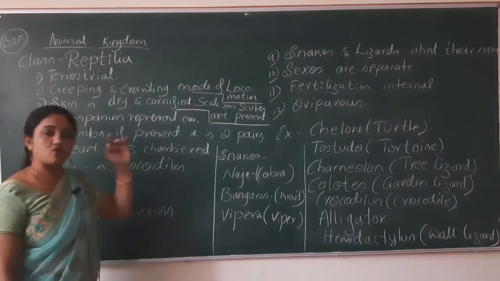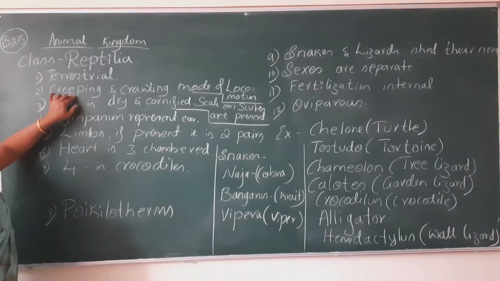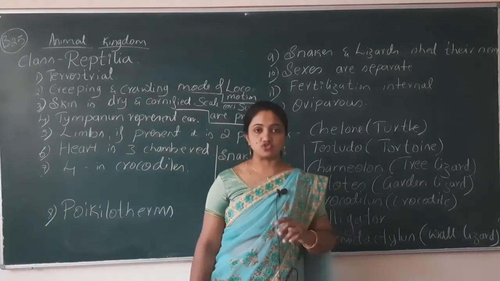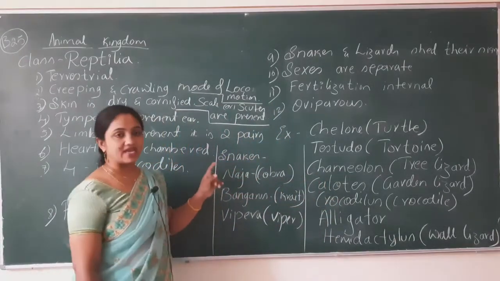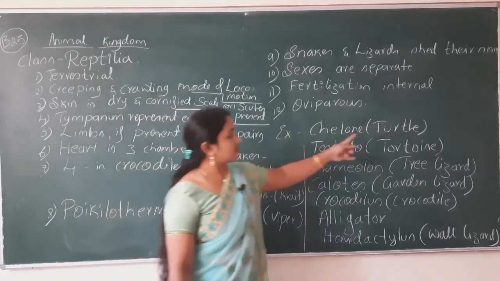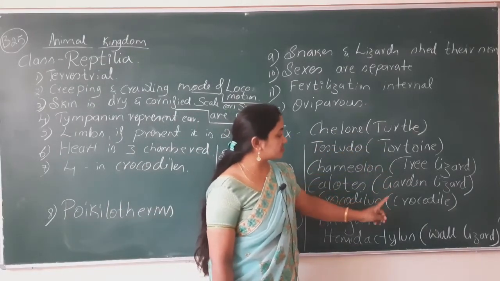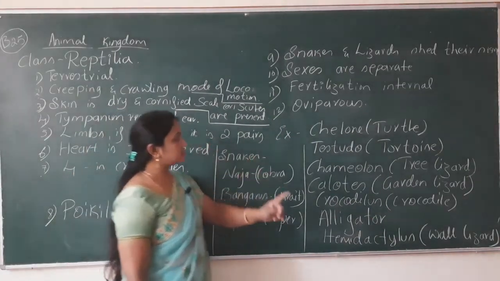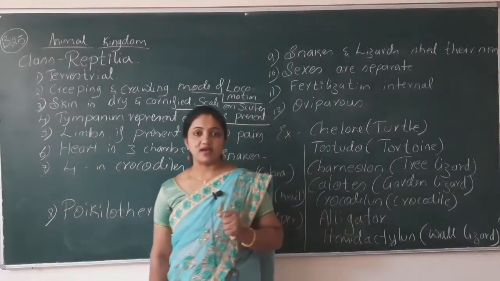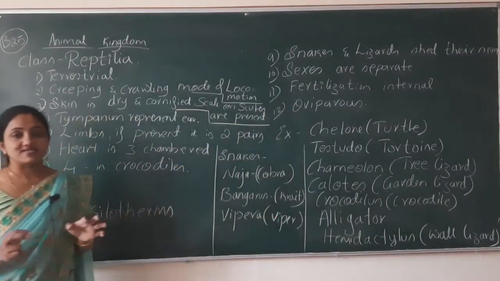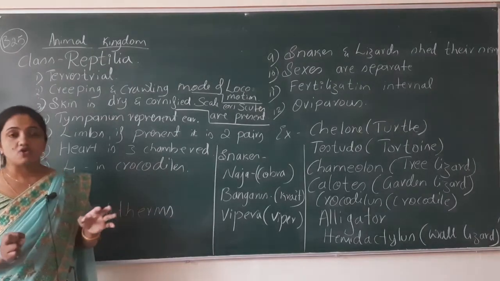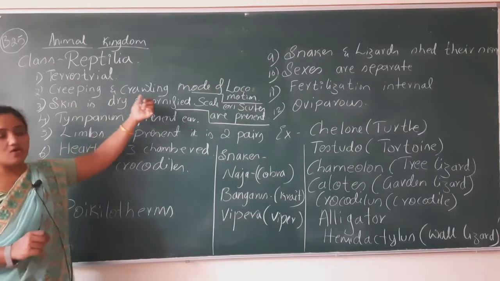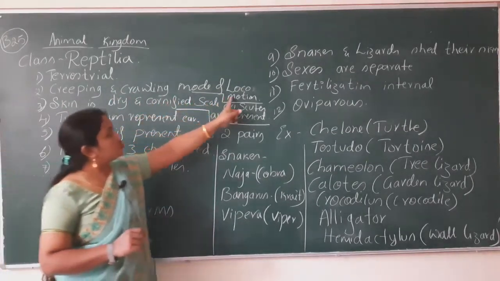They are going to live on the soil surface, and they show creeping and crawling type of locomotion. If you see the examples, you can imagine the examples are turtle, tortoise, lizard, crocodile, cobra, krait, viper, all these come under the class Reptilia. And if you imagine the snake or the turtle, how they locomote, they either creep or crawl. So that is the mode of locomotion.